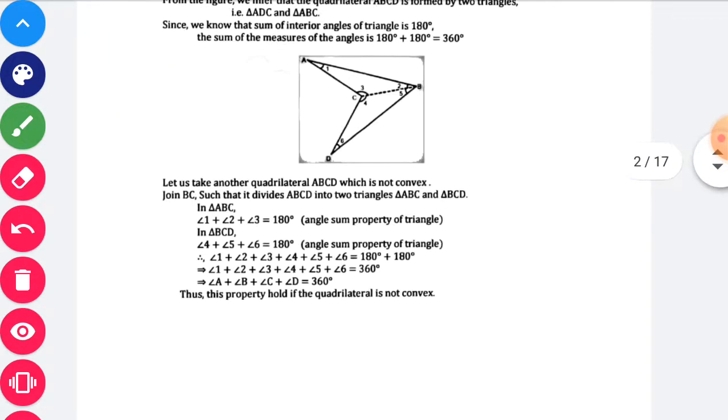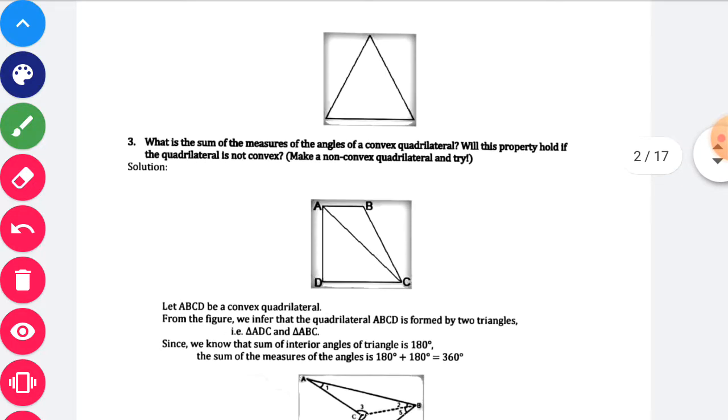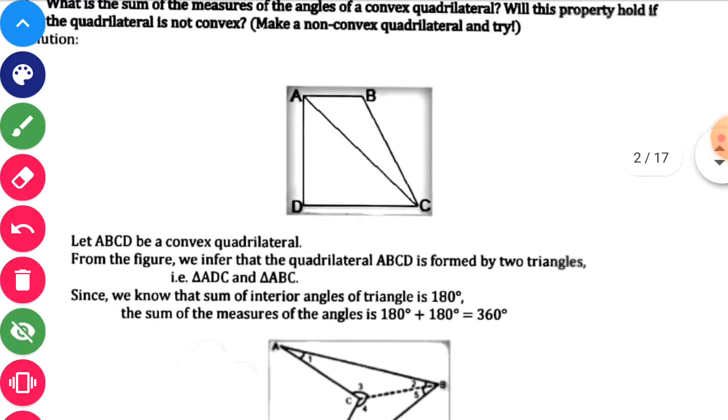Third one, what is the sum of the measure of angles of convex quadrilateral, and will this property hold if the quadrilateral is not convex? Make non-convex quadrilateral and try. So you can take any quadrilateral. First, draw any convex quadrilateral. Okay, this is the convex quadrilateral whose all the interior angles are less than 180 degree.